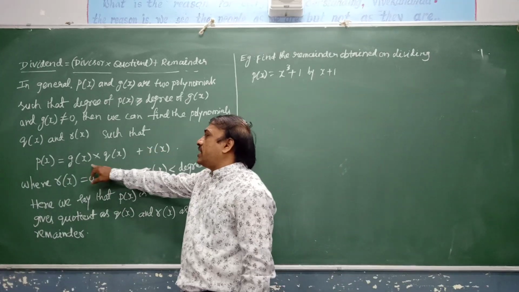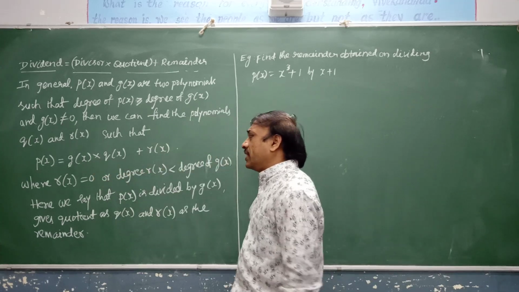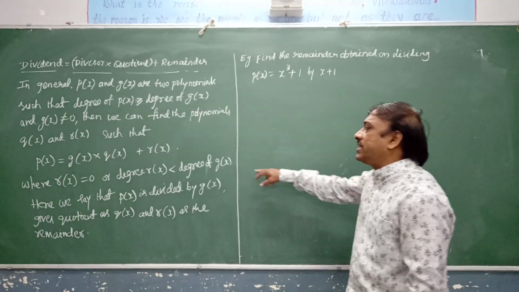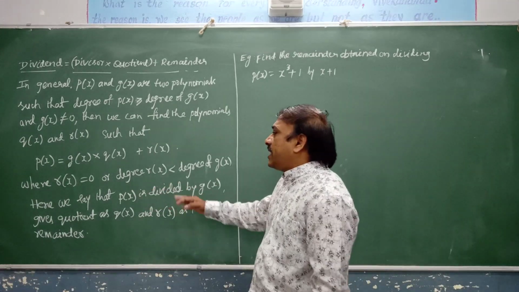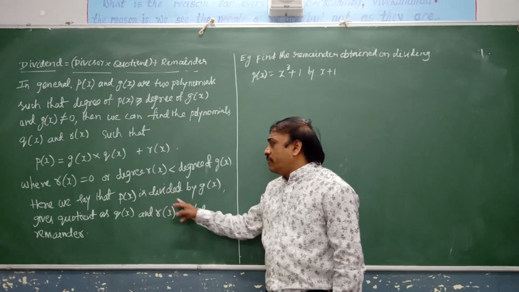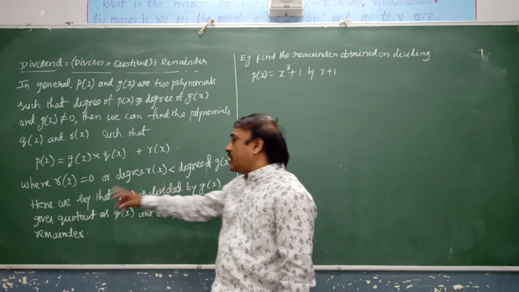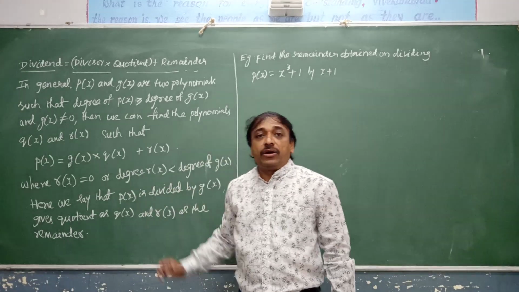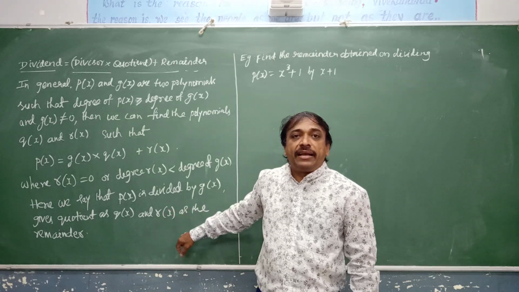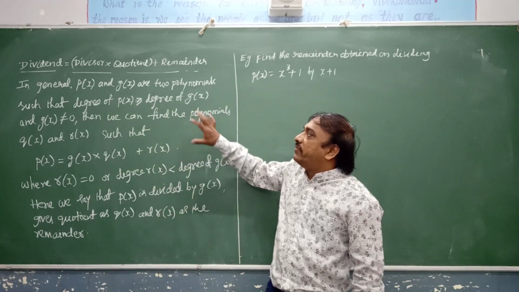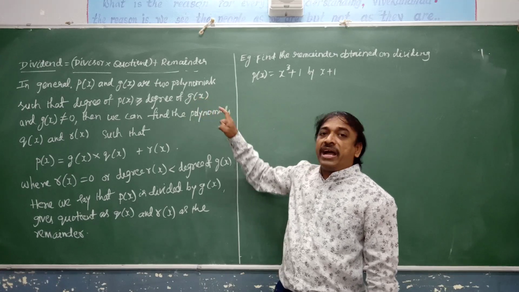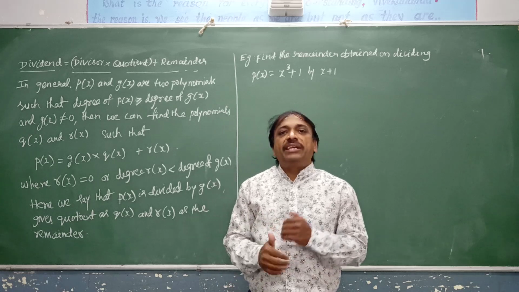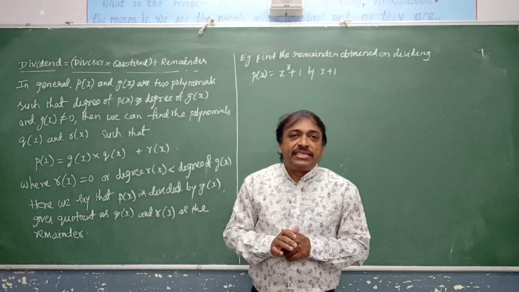So p of x is equal to g of x into q of x plus r of x, where r of x is equal to 0 or the degree of r of x is less than the degree of g of x. Here p of x is the dividend, and p of x divided by g of x gives the quotient q of x and the remainder r of x. This is the division rule: dividend is equal to divisor into quotient plus remainder. With this we are extending towards the remainder theorem in polynomials.